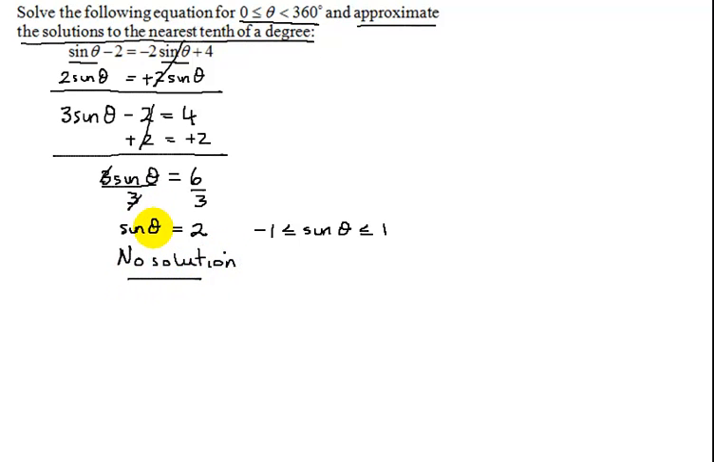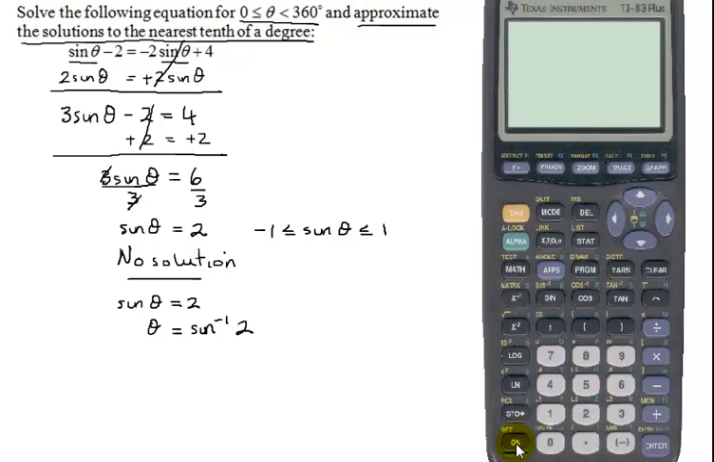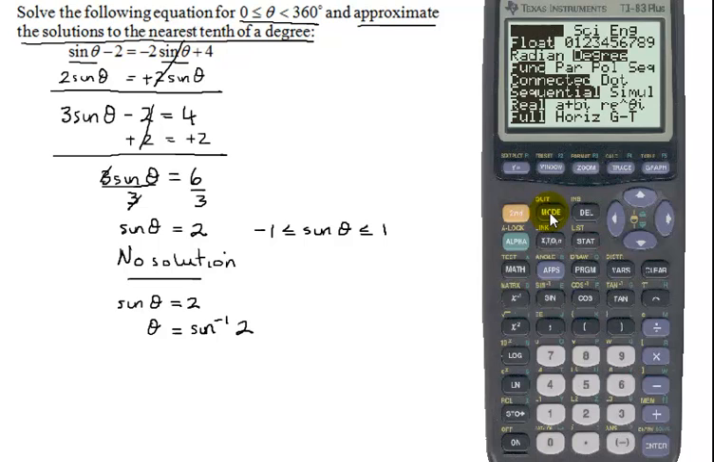But say you were having a bad day and you didn't realize this was no solution. So if you get this statement, the sine of theta equals 2, the next step would be to take your calculator and say theta is the inverse sine of 2. Plug that into your calculator and see what it says. So let's take a look at a calculator. Here I have a TI 83 Plus. So let's check my mode. I'm in degrees, that's fine.